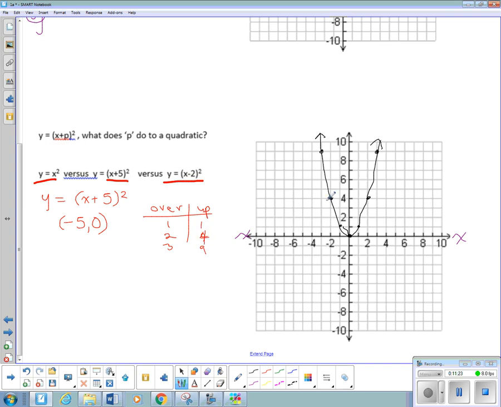So now if I go to the graph, I'm starting here. Sorry about the bell. Over 1, up 1, back to the vertex, over 2, up 4, back to the vertex, over 3, up 9. And to get the other side, the same thing is true. I use the axis of symmetry to give it to me. And you can see it's the same shape as its parent. It's just the vertex has been moved over.